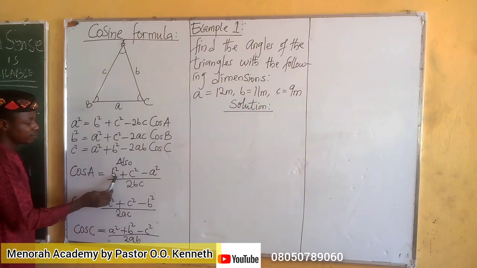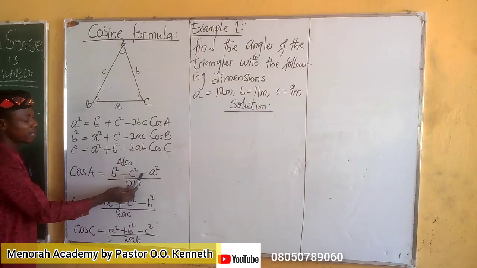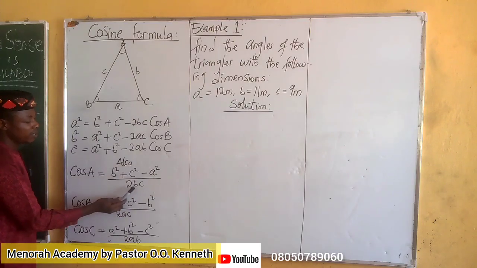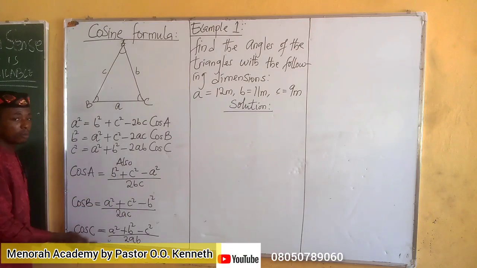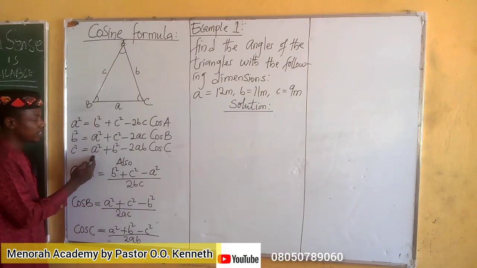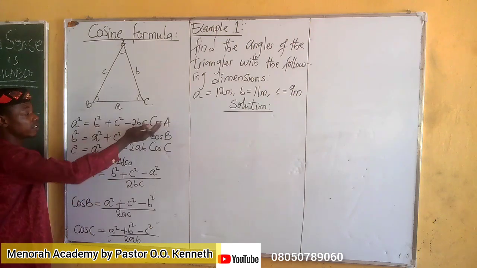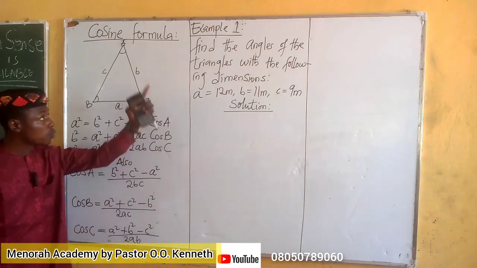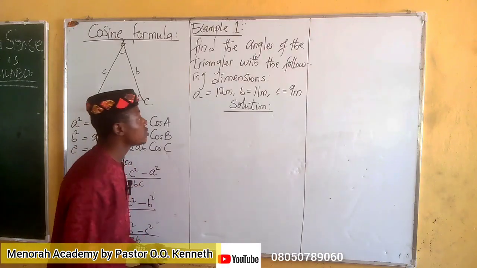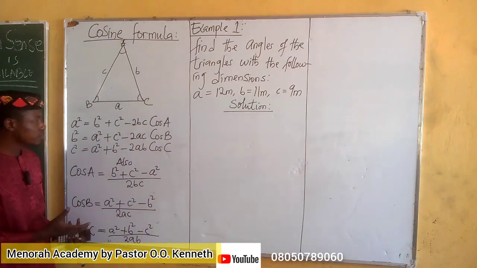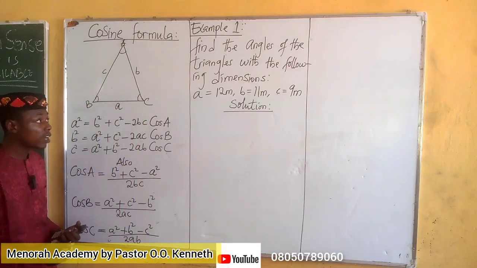It's the same thing as b squared plus c squared minus a squared all over 2bc. So you may not have to cram the formula. If you know these first three, anytime you want to do something like this, you can make this the subject of the formula. Now, I have a question for us. Let's solve this question together to see how we can use the cosine formula to solve this kind of problem.